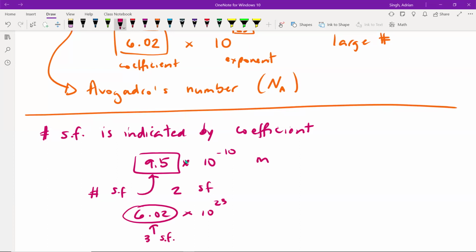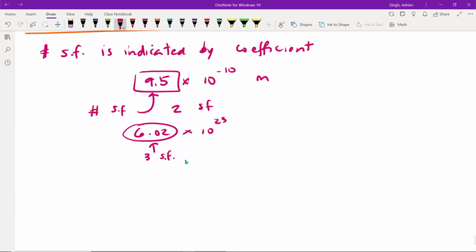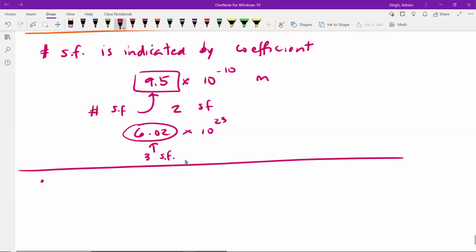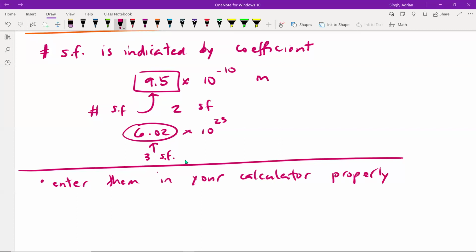So that's one thing to note when it comes to identifying the sig figs in a number written in scientific notation. All you do is focus in on that coefficient and apply the rules for identifying sig figs to that particular part of the number. One last thing when it comes to scientific notation, you want to make sure that you are able to enter your numbers in scientific notation into your calculator properly. There are actually at least 2 different ways by which you can enter numbers in scientific notation, depending on the type of calculator that you have.